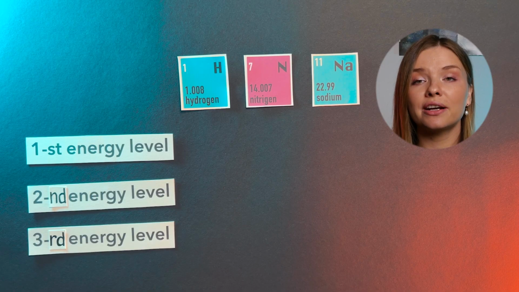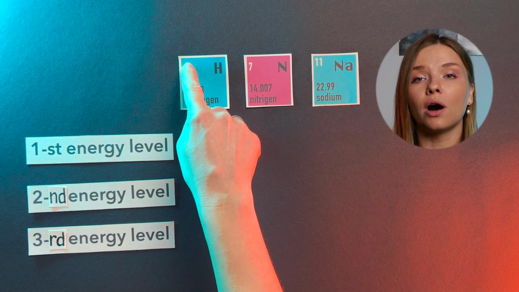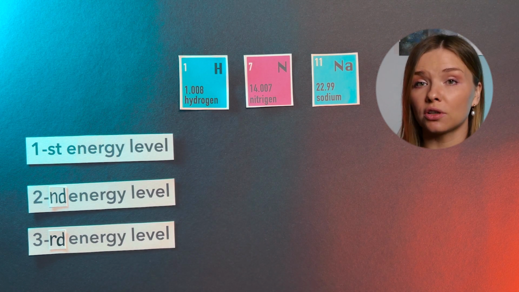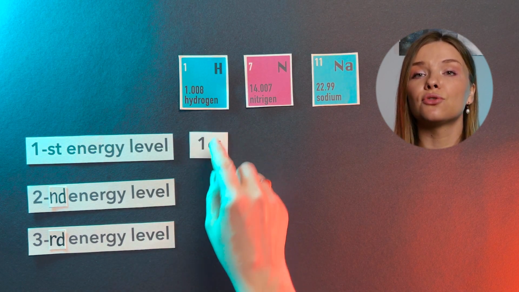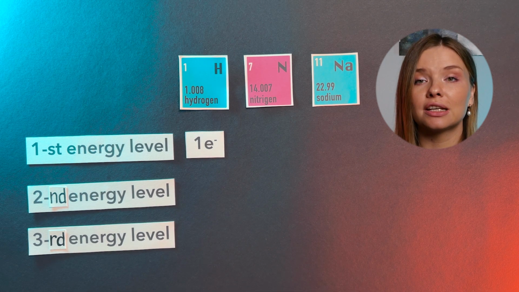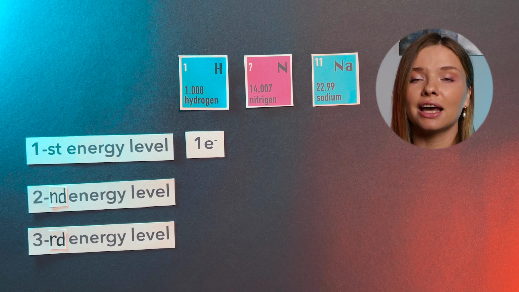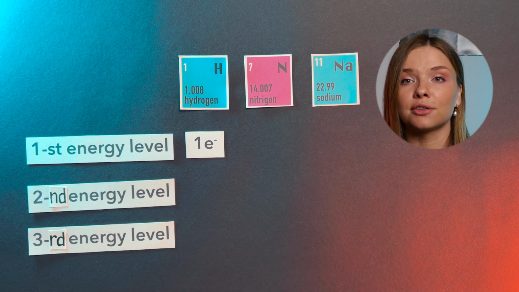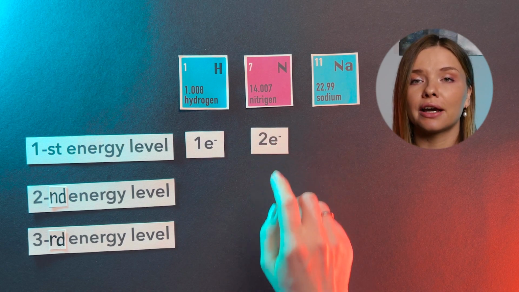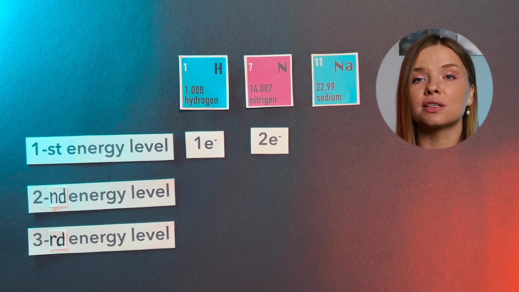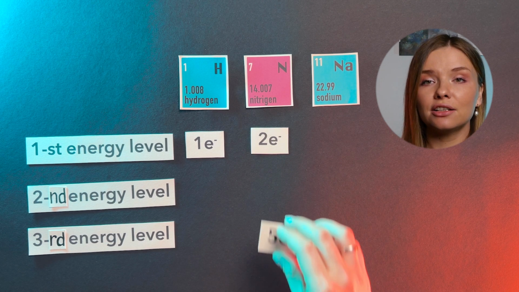Hydrogen, the very first element, has only 1 electron in its neutral atom, and it resides in the first energy level. Nitrogen, its atomic number is 7, meaning nitrogen has 7 electrons in its neutral atom. 2 of them occupy the first energy level, the maximum for this level, and the remaining 5 electrons are in the second energy level.